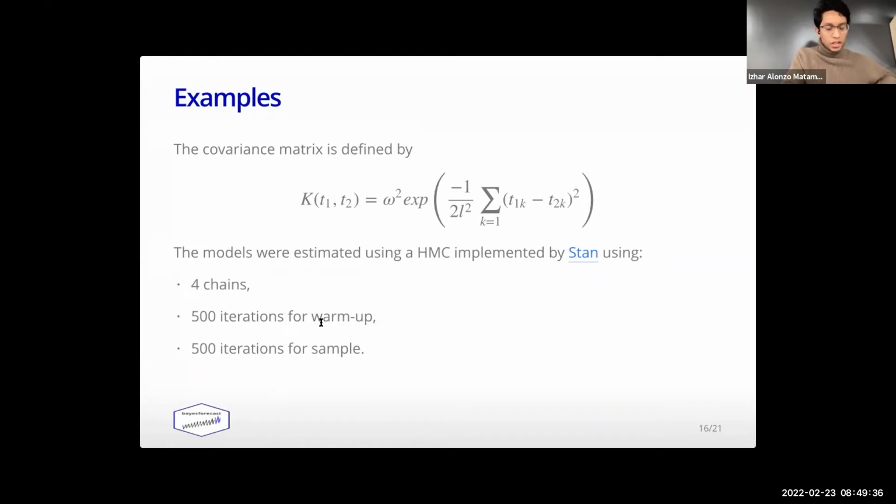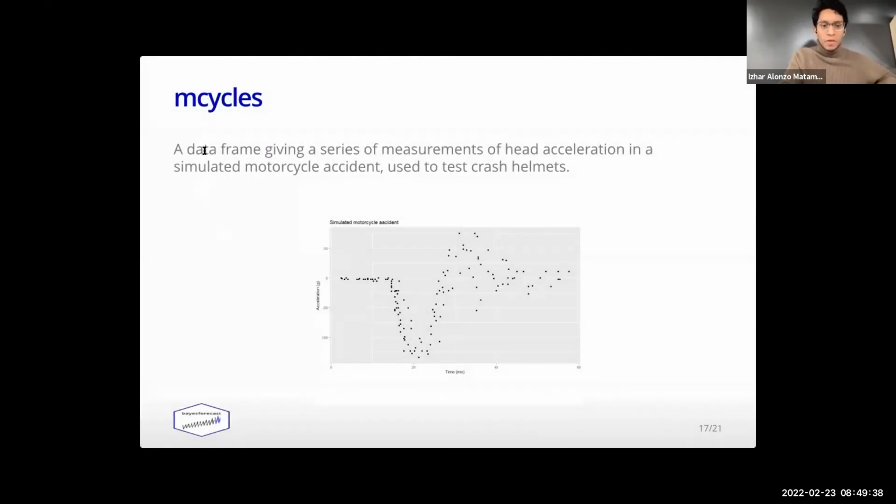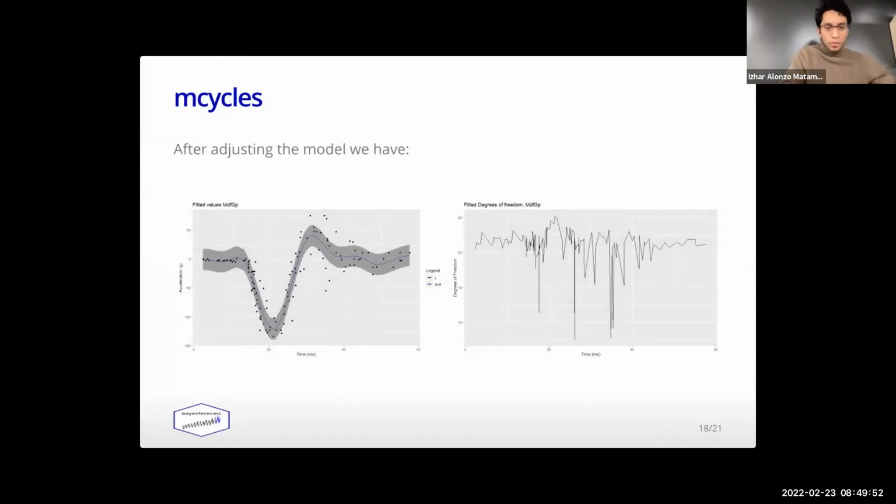These are the technical details for the Hamiltonian Monte Carlo. For the motorcycle data, this data is a measurement of head acceleration in simulated motorcycle accidents. We can see the data is changing over time, so we really need to find something that will dynamically adjust to that. We fit our model, and in this case, the model is not behaving as well as we want.